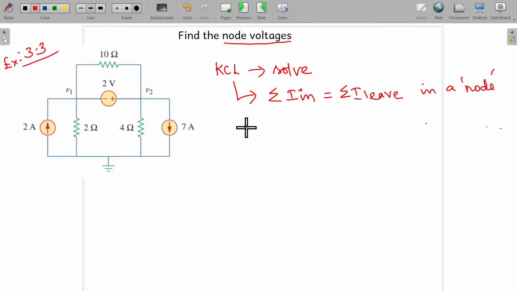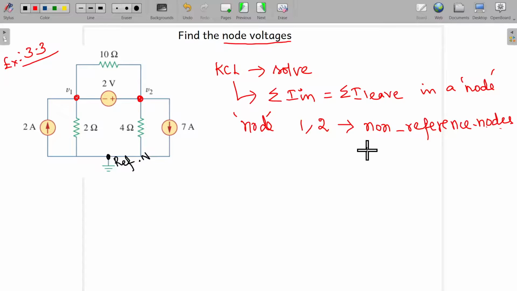So we should mark the nodes. This is one node, but this is called the reference node or the ground node. Other than this reference node, we have two more nodes, node number 1 and 2. They are called non-reference nodes. Let me mark them. Here you have one non-reference node with the potential V1, and here you have another non-reference node with the potential V2.